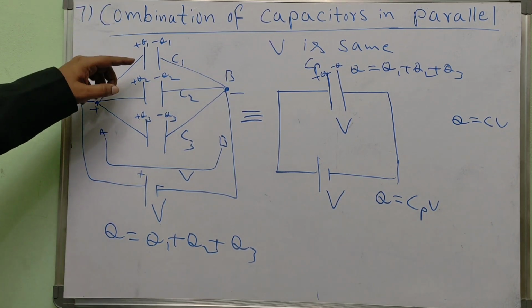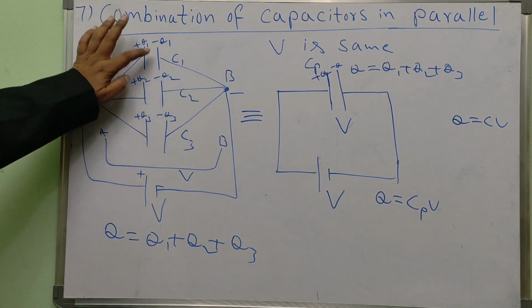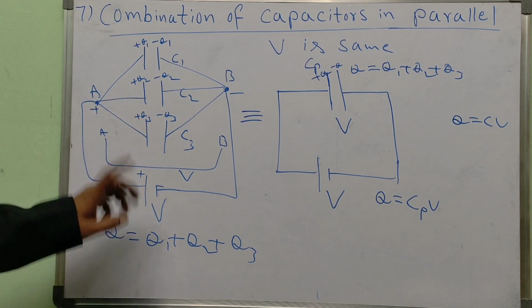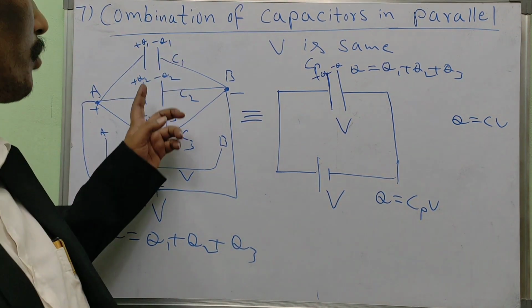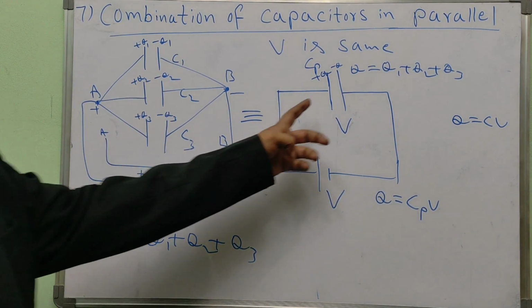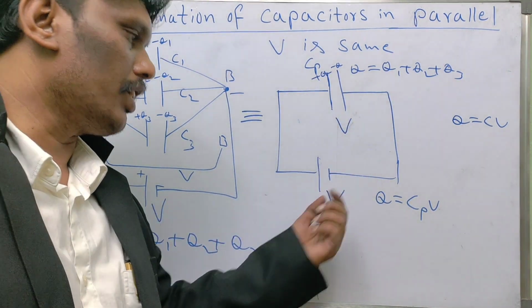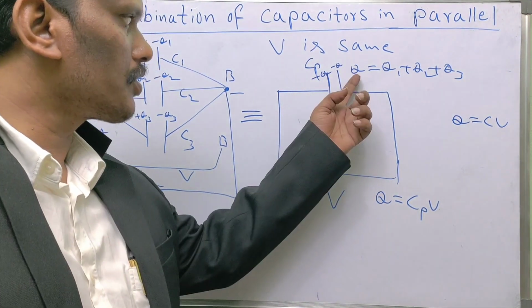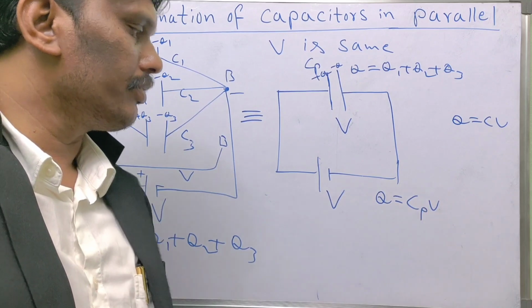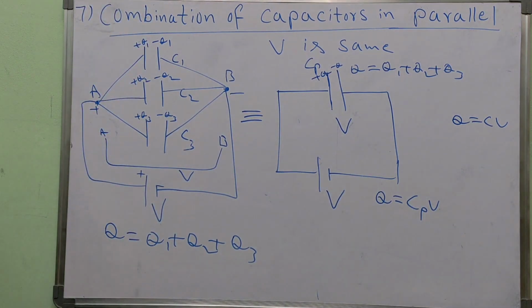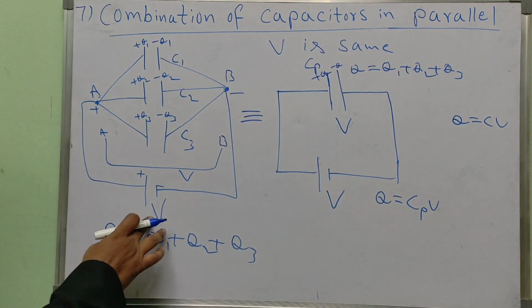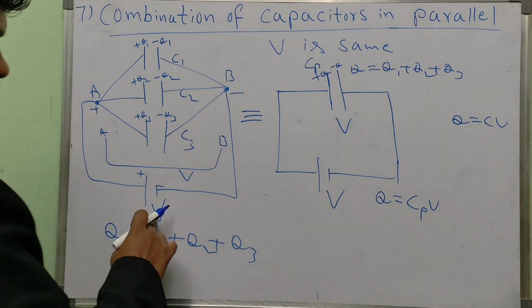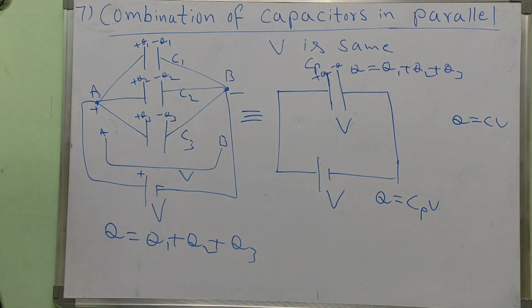What is the potential present in each individual capacitor? Across the individual capacitor, potential is V. Not only that, the equivalent capacitance of these three which are connected in parallel also will have the same potential V only. That's why I wrote what is Q here? Q is Cp into V. This V and this V both are same only, remember.